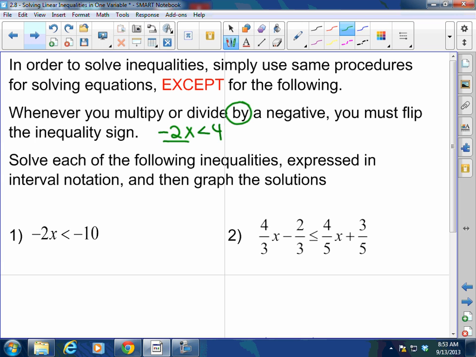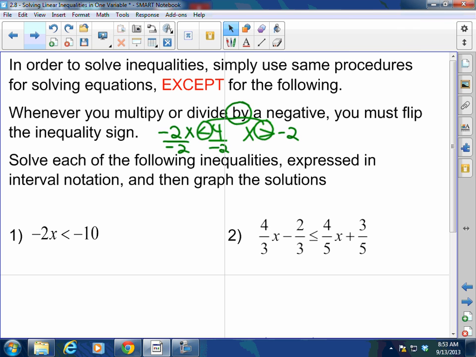If I have this, for example, negative 2x is less than 4. I'm going to divide by a negative 2, correct, guys? So since I divided by a negative 2, I'm going to get x is greater than negative 2 now. Because I divided by a negative 2. So what happens? I got to flip the inequality.